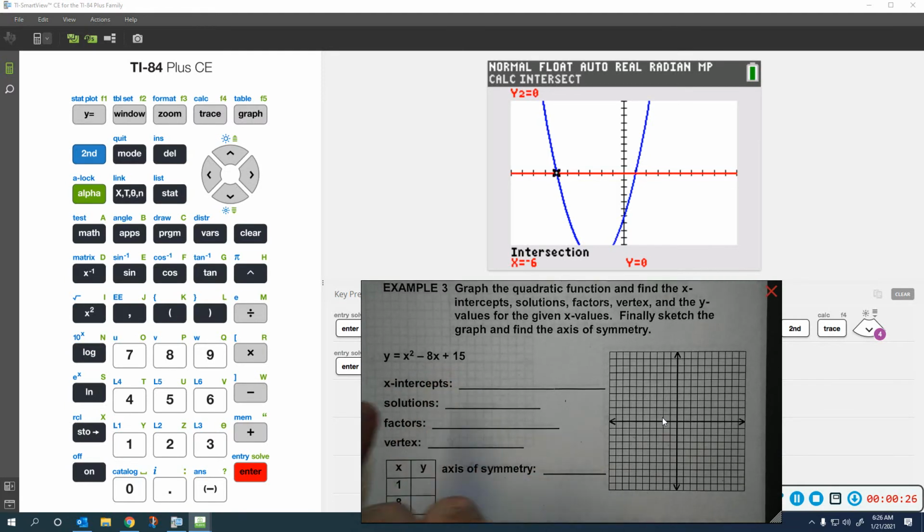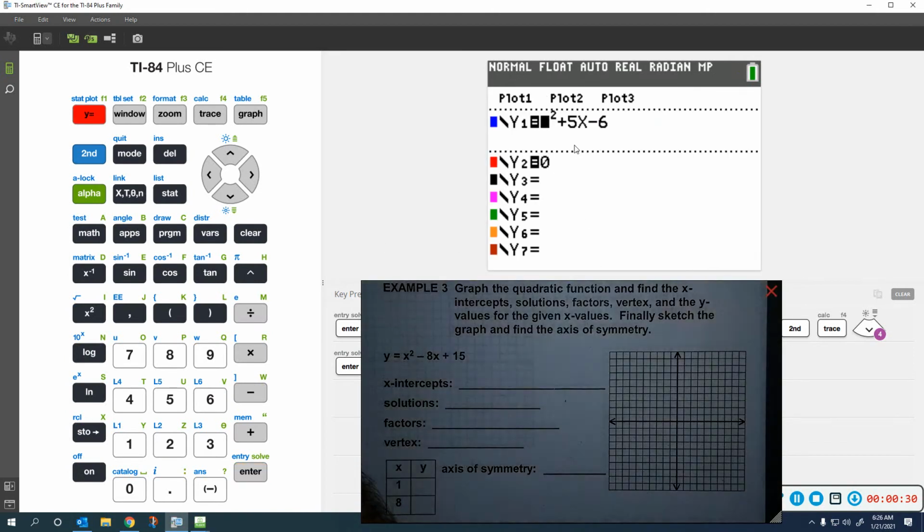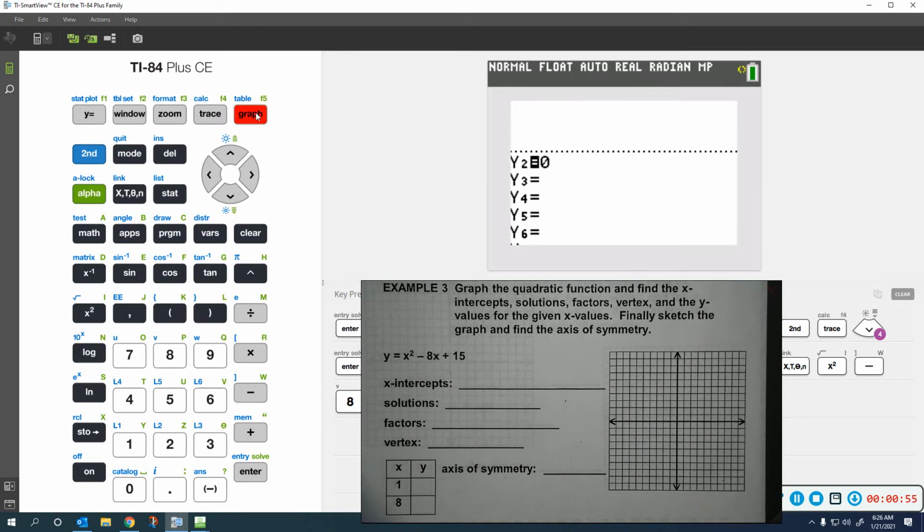Let's start by graphing this equation. So, go back to your y equals, and we're going to type in our new equation, which says x squared, sorry, I should delete the old one, x squared minus 8x plus 15. Okay, we have it. Now, remember, your second equation is still going to be y equals 0, so we can get that line in there. Okay, graph. Let's look at a graph.